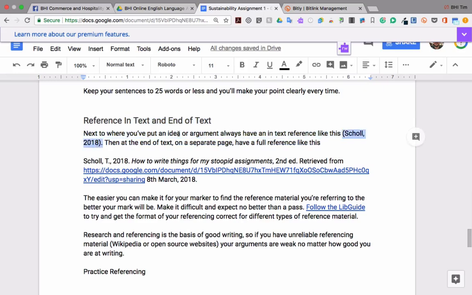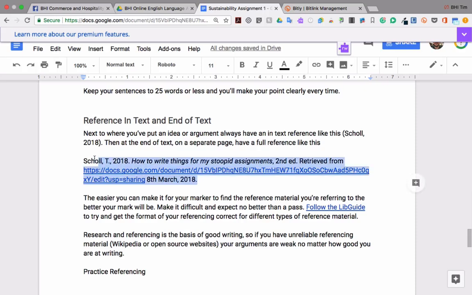I could have written Shoal at the start of the sentence, I could have put my name, Shoal says da da da. And then that's my reference, Shoal 2018 says blah blah blah. Or I could put it in brackets like this. This is for Harvard style, which is what you need to use. So the in-text reference needs to have the author and the year in some kind of context, right?